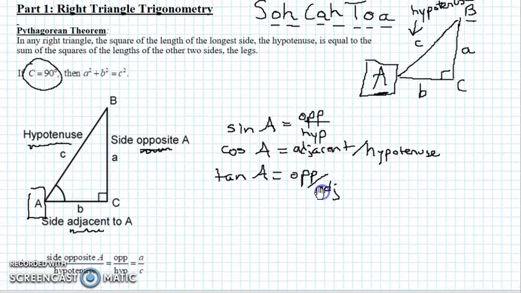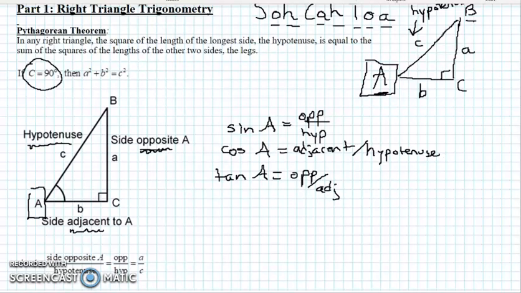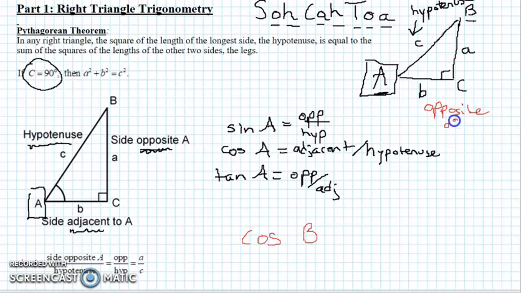Okay, now a couple of things. If I wanted to write down, let's say, cosine of angle B, then just a quick heads up: side B up here is the opposite side, and so we would call side A in this scenario the side that's adjacent to B. Cosine is adjacent over hypotenuse, but it's cosine of B, so I want the adjacent side to B, which is side A, over hypotenuse, which is always going to be C.